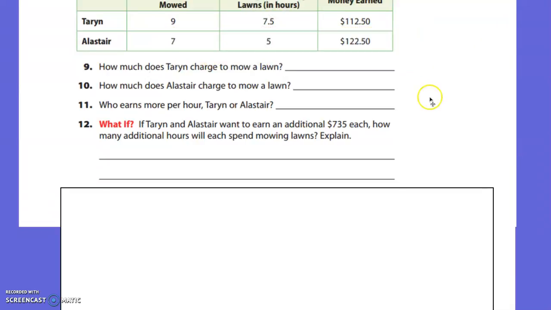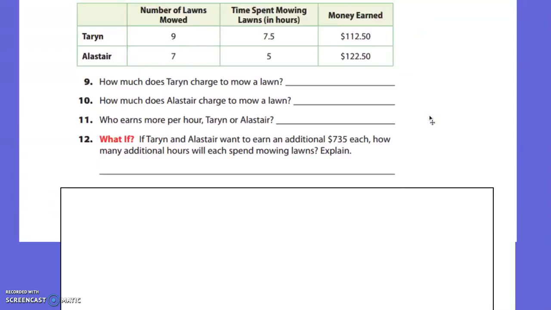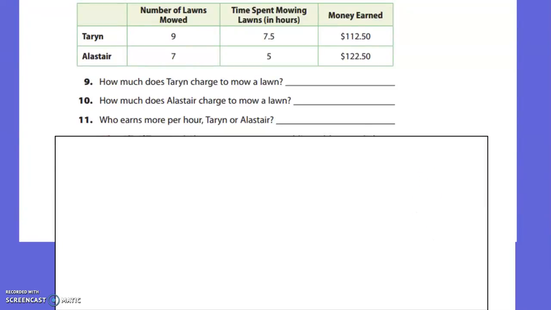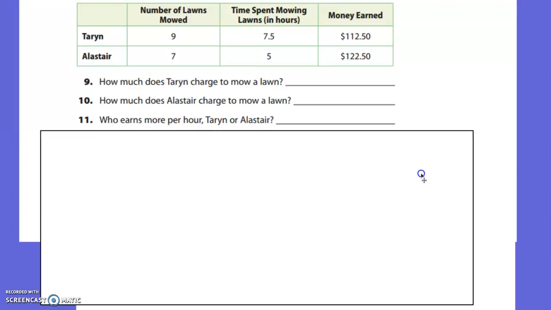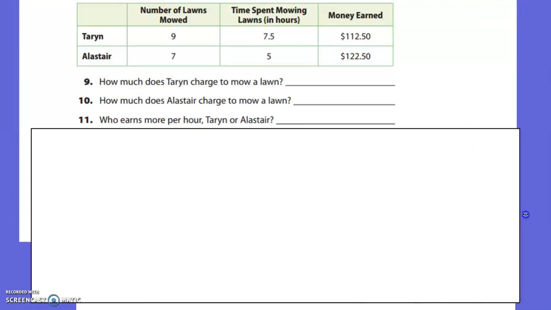All right, number 11 reads, who earns more per hour, Taryn or Alistair? Now, I want to warn you right now that the information you get for number 11, you'll need to save for number 12. So everything you do for number 11, save. Don't erase it. If you do it on a whiteboard, just save it. Trust me that you need to know this information later for number 12.